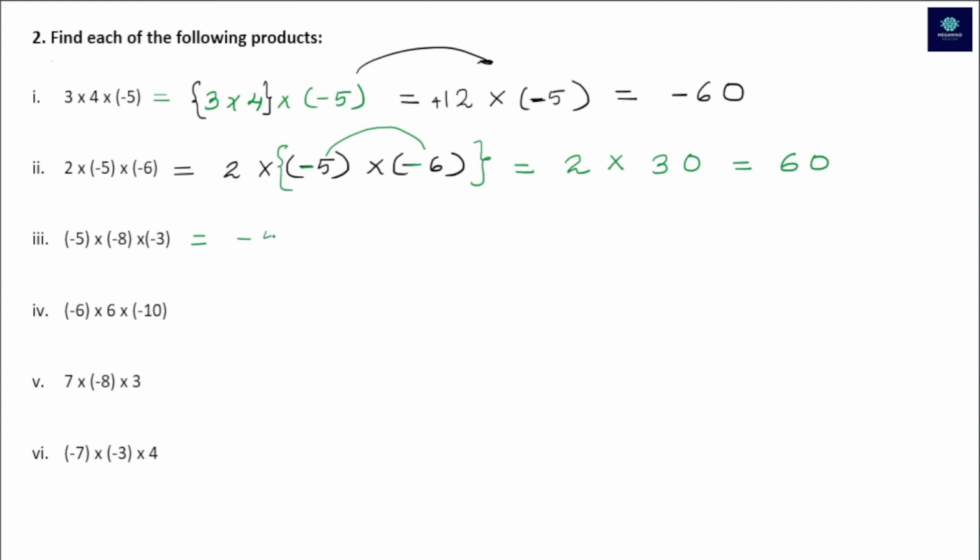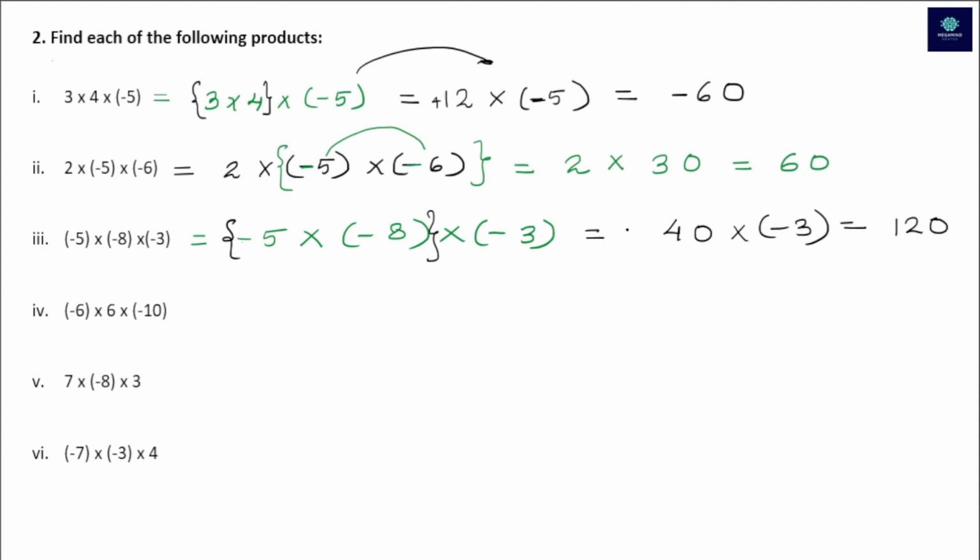Next, minus 5 multiplied with minus 8 multiplied with minus 3. So we can multiply these two together. On multiplying 5 with 8, you get 40. Minus minus is plus, so it is just 40 here, and multiply this with minus 3. You will get here 40 into 3 is 120. 40 is positive, so plus minus, our final answer will have this minus sign because plus and minus becomes minus. So it is minus 120.